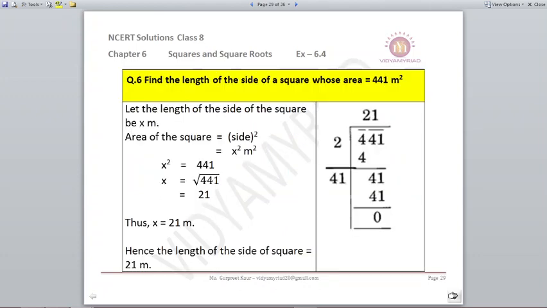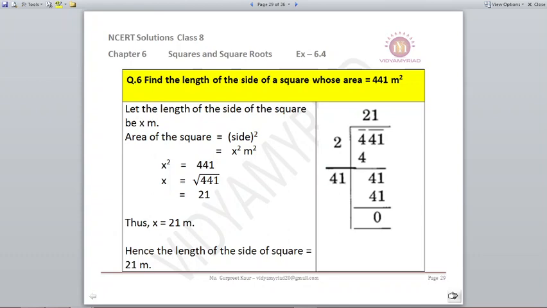Question number 6. Find the length of the side of a square whose area is 441 meters square. Now we know the formula for the area of a square, that is side square, and let us assume side as x. So side square means x square. X square is given to us as 441. That means I need to find out the square root of 441.